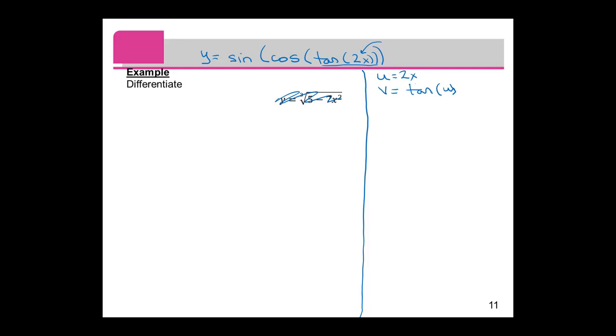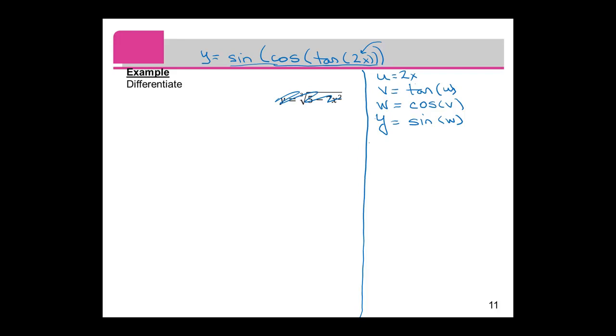Hopefully. And then I'm going to say, okay, well, that doesn't handle everything. I'm going to make another variable. Let's let w equal cosine of v. Make sense? Good. And now I'm going to go to my last one. Since the last one is y, let's let y equal sine of w. And now I have a lot of embedded things, but it's pretty easy to take the derivatives of all that. Do you see that?